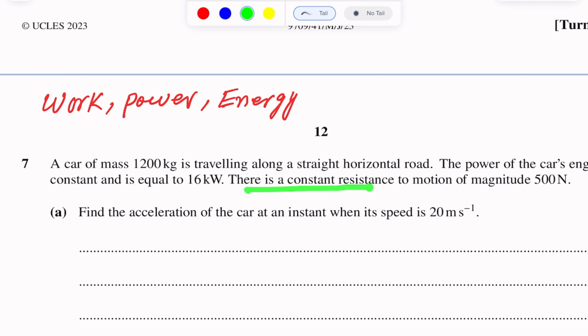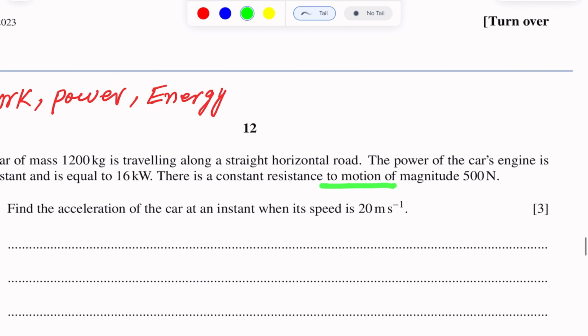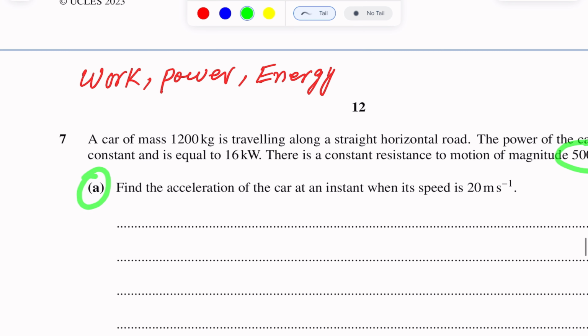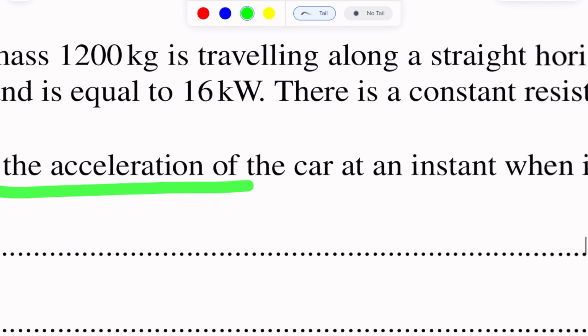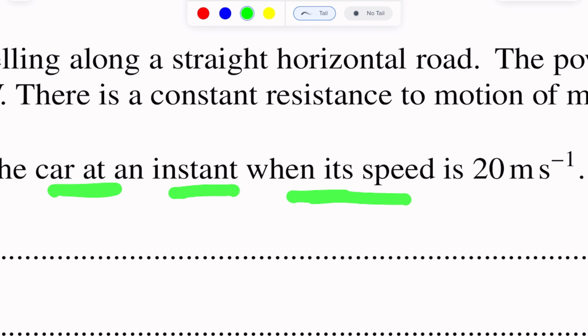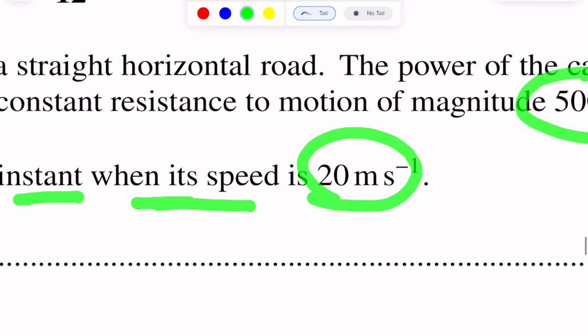There is a constant resistance to the motion of magnitude 500 Newton. The resistive force is 500 Newton. Part A of this question is: find the acceleration of the car at the instant when its speed is 20 meters per second.